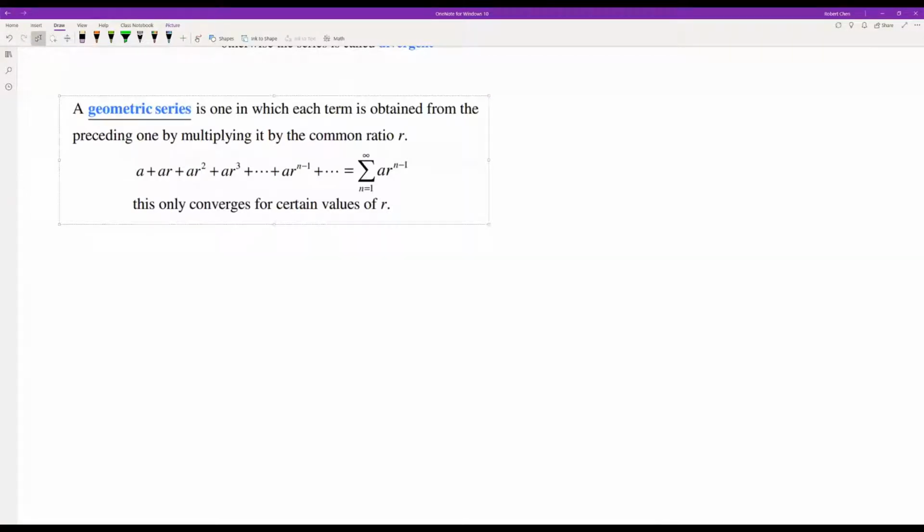The first type of series that we're going to talk about is called the geometric series, and each term is obtained by multiplying the previous number by a common ratio r. So, for example, let's say we have a_n is 2 r to the n. Let's just make it a little easier. Let's say 2 to the n, right?